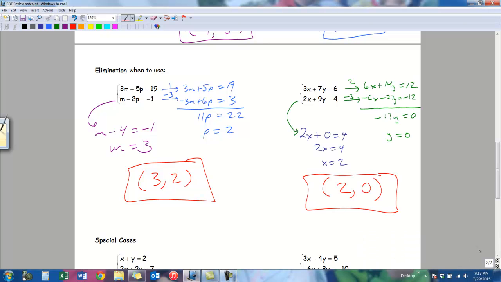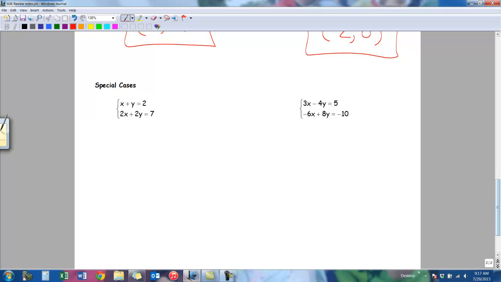So hopefully you came up with the answer 2, 0. Now, I multiplied the top by 2 and the bottom by negative 3. You could have done the top by negative 2 and the bottom by positive 3. No matter what, it still would come out the same way, 2, 0. All right, let's talk about special cases. Now, sometimes some weird stuff is going to happen.